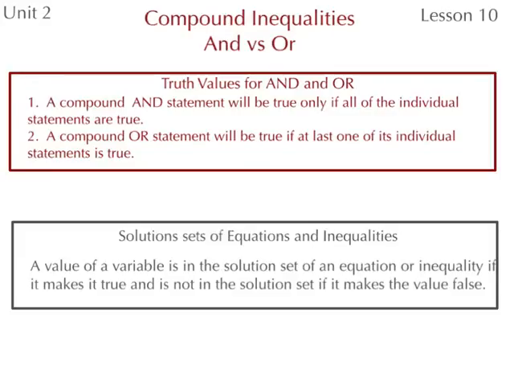First, I want to talk about the truth values for and, or. A compound and statement will be true only if all the individual statements are true. A compound or statement will be true if at least one of its individual statements is true. Solution sets of equations and inequalities: a value of a variable is in the solution set of an equation or an inequality if it makes it true, and is not in the solution if it makes it false.